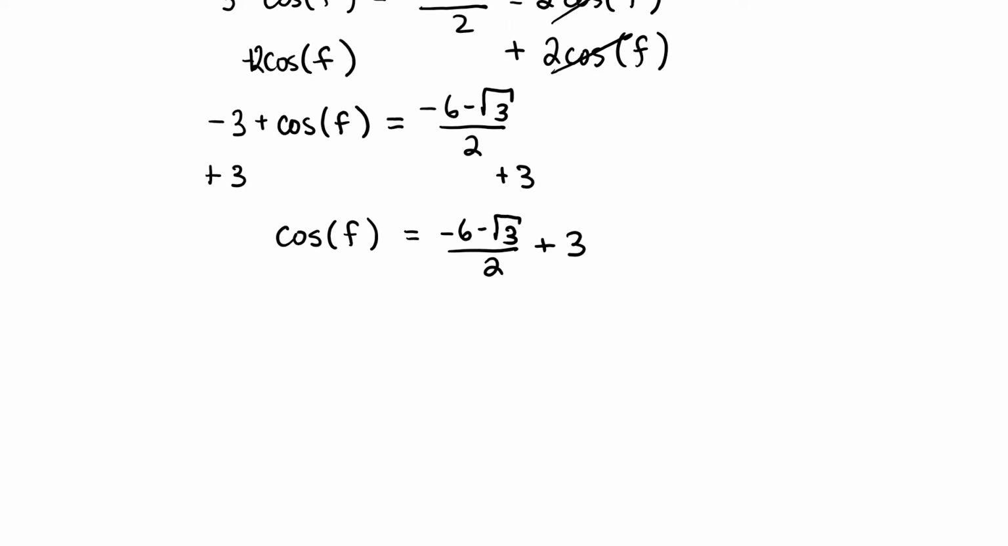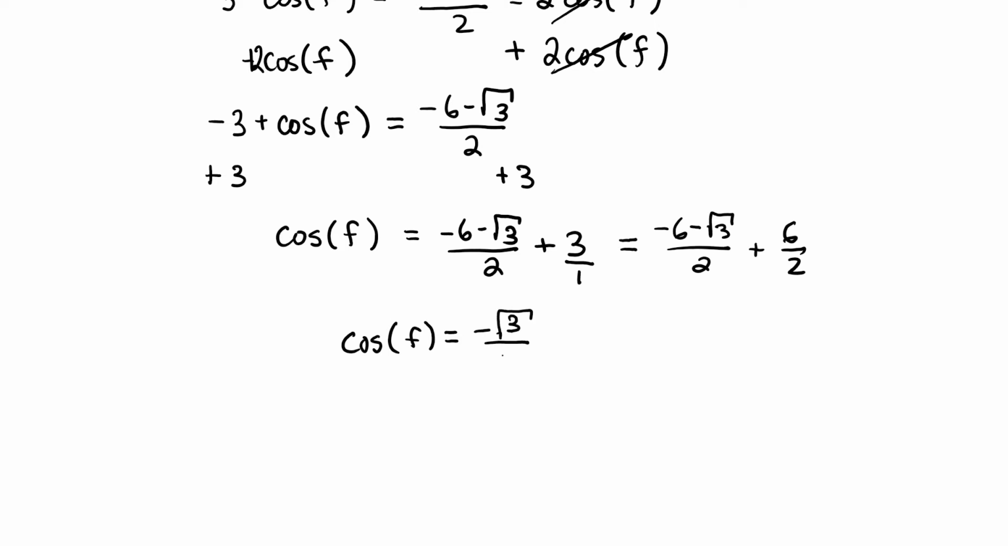And we're going to treat 3 like a fraction by putting it over 1. And remember, when you add and subtract fractions, you have to find the common denominator, in which case my common denominator will be 2. So my problem on the right-hand side will be -6 minus root 3 over 2 plus 6 over 2. Now, if you do the addition, you get cosine F equals the negative 6 and the 6 cancel, and we get negative root 3 over 2.